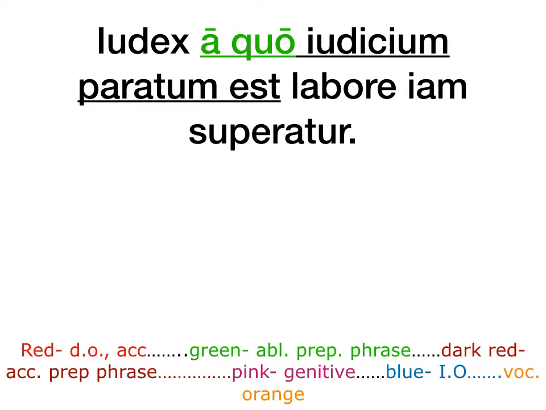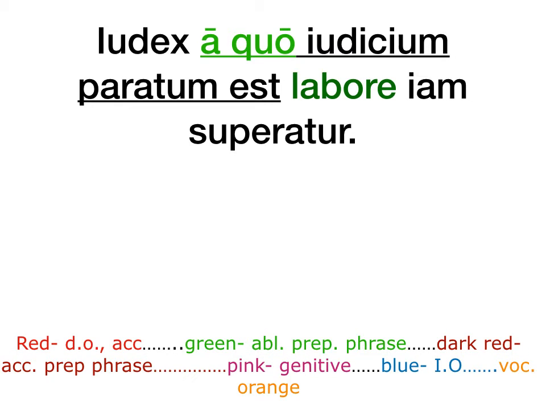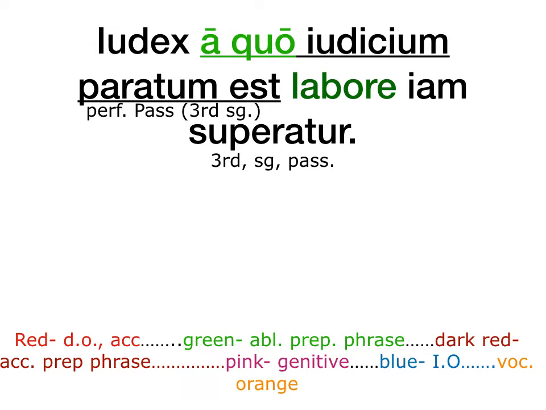I see labora after that. And labor, laboris, that's their declension. So that E there, is that just another ablative? A different kind of ablative? So a different shade of green? Yeah, maybe. Iam is just like now, conjunction, right? And superator is a passive verb. So we have a passive verb in our relative clause and a passive verb in the main clause. So we have a perfect passive third person singular with paratum est, and superator is third singular passive present tense. I don't know why I didn't write present. But yeah, that's just a good old present tense passive ending from chapter 18.